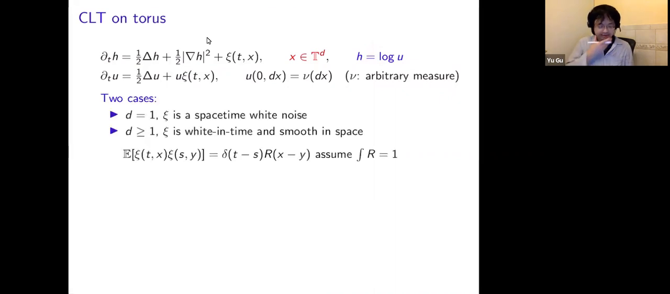So we consider two cases in this work. The first case is d equal to 1, space-time white noise, which in my view is the most interesting case. The second case is that we consider high dimensions, with noise smooth in space. Again, I use R to denote the spatial coherence function, and without loss of generality, I just assume the integral of R is 1.